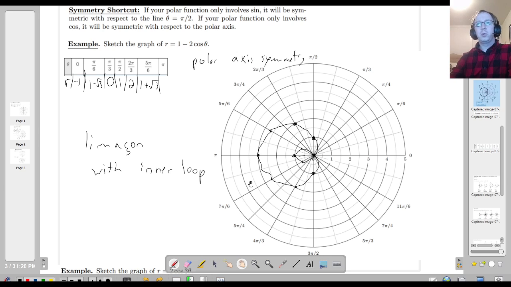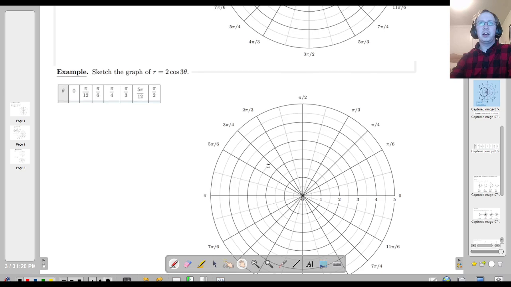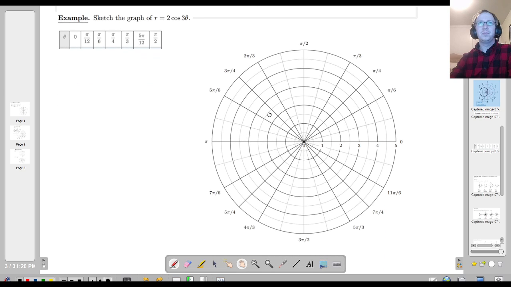So we're going to try another one now immediately, just to see if we can continue to use this. On this one, I want you to decide what kind of symmetry we have here. Do I have polar axis symmetry? Do I have symmetry about theta equals pi over 2? And then we're going to try to come up with a little bit of information first before we graph anything. So symmetry, that's what we did last time. It only involves cosine, so I'm definitely going to have symmetry about the polar axis.